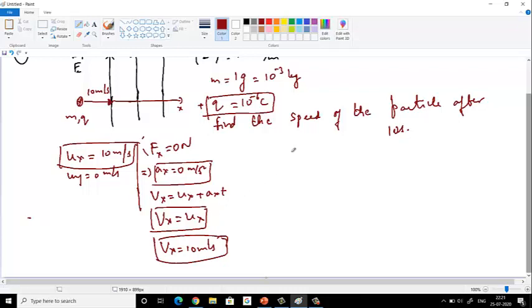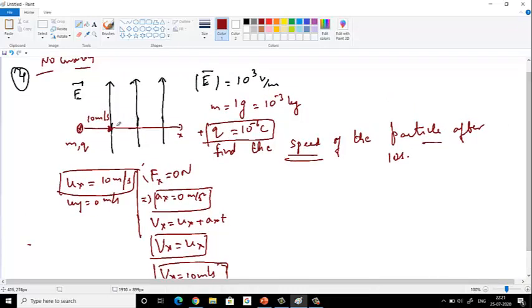Is the answer over? Is the answer 10? No, he's asking to find the speed of the particle after 10 seconds. After 10 seconds, how will the particle move first of all? Will it move in a straight line like this, or in a straight line vertically upwards? No, it will move something like this, on this trajectory. Why? Because it has both x component and y component. So this you should know: the particle is going to move along this trajectory.